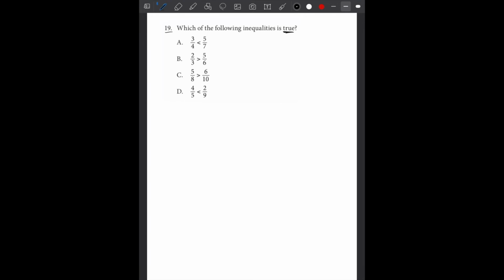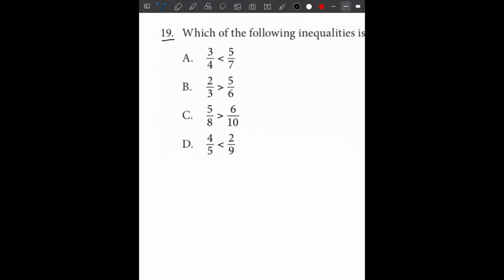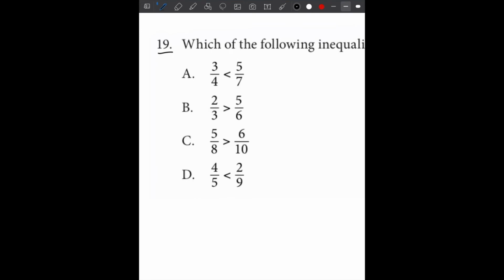So you want to find the true statement. To do this, we're going to do a little trick. You can do this the longer way, but this is the short and simple way. I'm going to show you this way. We're going to cross multiply starting from the bottom and going up. So 4 times 5 is 20. Starting from the bottom and going up, 7 times 3 is 21.